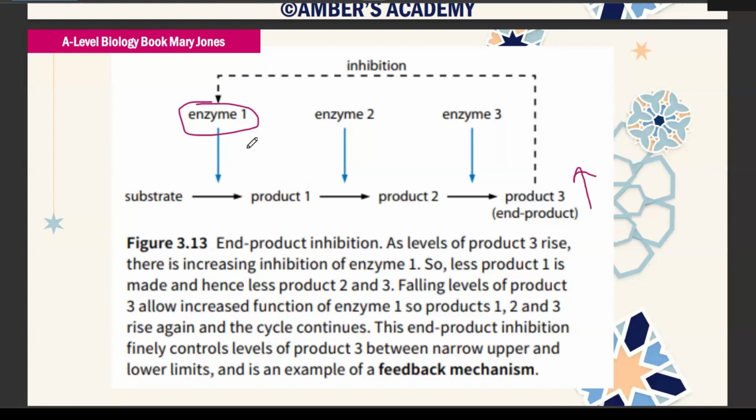Make sense? So this end product inhibition finally controls the levels of product 3 between narrow upper and lower limits, and this is an example of a feedback mechanism. Make sense?